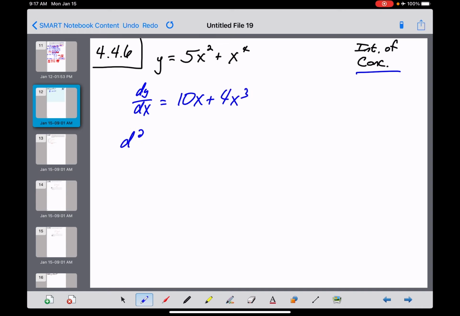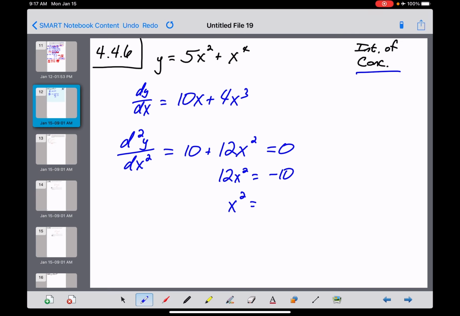And then we'll go to our second derivative, d2y over dx2, and that's going to be 10 plus 12x squared. Okay, we're going to set that equal to 0 and solve for it here. Let's see, we're going to get 12x squared is equal to negative 10. I think I see the problem here. X squared is going to equal negative 10 over 12, which is negative 5/6.